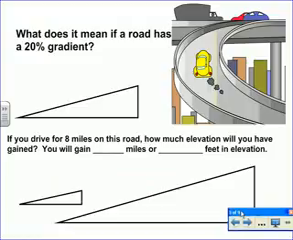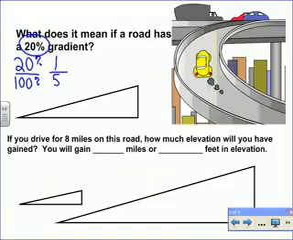We don't have too many of these gradient signs in this part of the country, but if you drive in more mountainous areas, you'll see gradient signs that are really important, especially if you're driving a heavier vehicle like a semi-truck. If it says a 20% gradient, we've been talking about slope and rise over run. So 20% means a rate of change of 20 over 100, or you could think of it as a rate of change of 1 in 5.